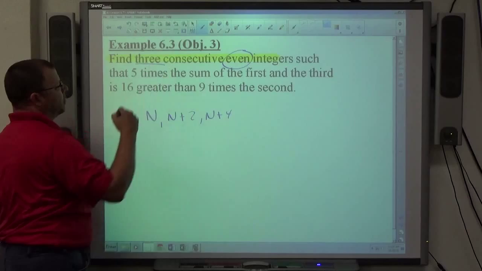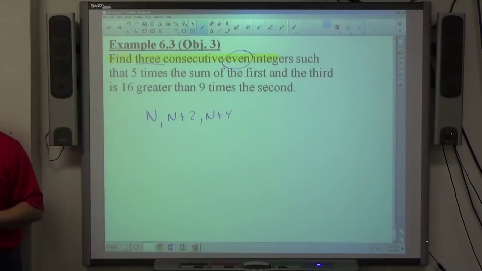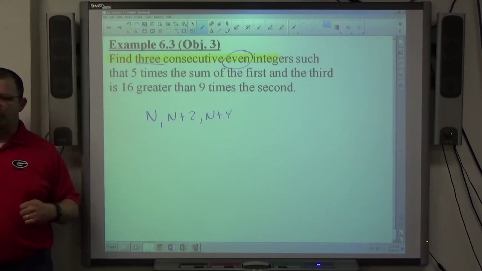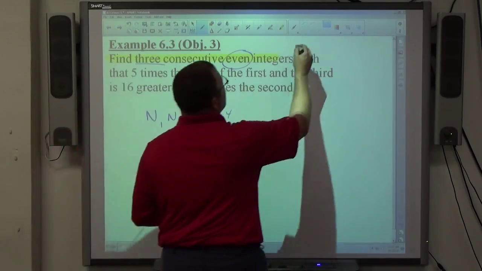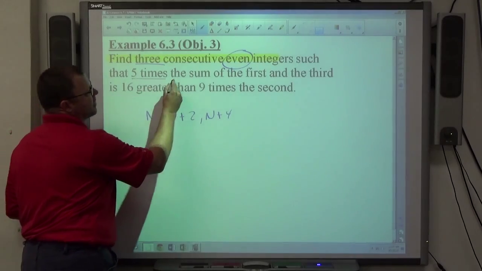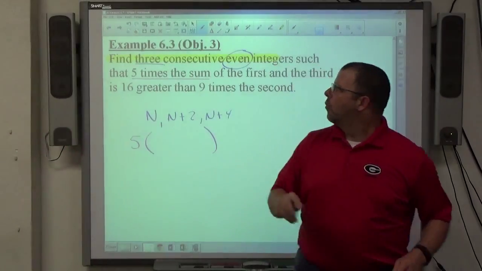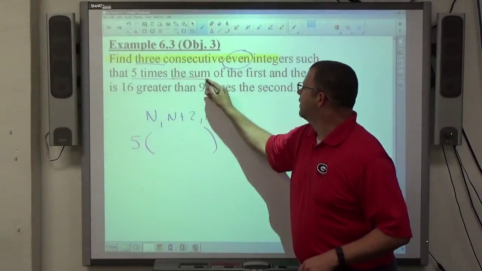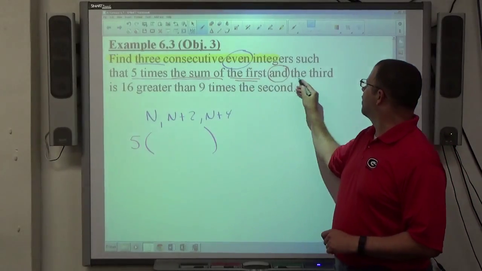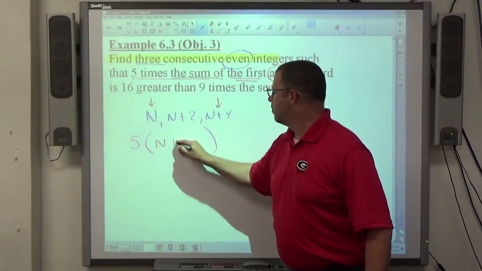It did say find 3, so she named 3. And this is the first, the second, and the third. You don't have to write down first is n, second n plus 2, third n plus 4. Putting them in a list like that denotes them as such. Okay? The words such that mean an equation's coming, so we start writing the equation: 5 times the sum. That's 5 parentheses. When I see the words the sum of, I'm looking for the word and to find out what I'm adding together. I'm adding the first and the third. First and third. That's n plus n plus 4.